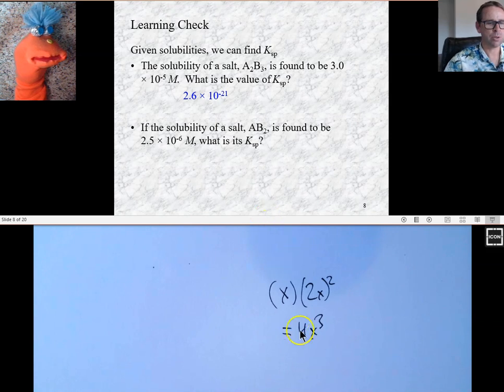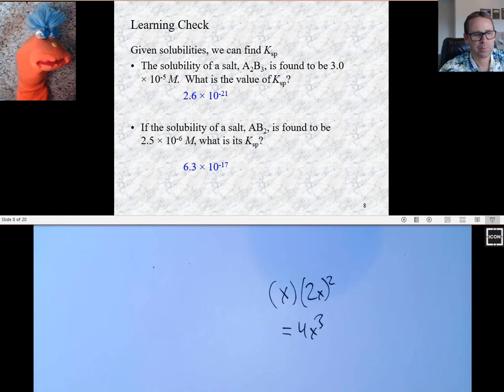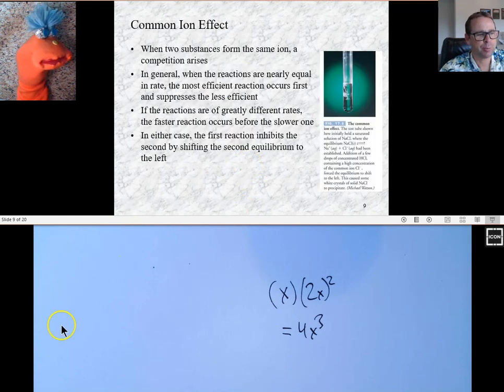All right, very good. So if you put 2.5 times 10 to the minus 6, cube it, multiply it by 4, that should give you your KSP. Okay, very good. Good place to stop.